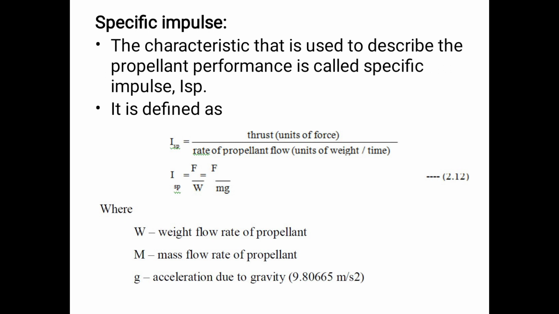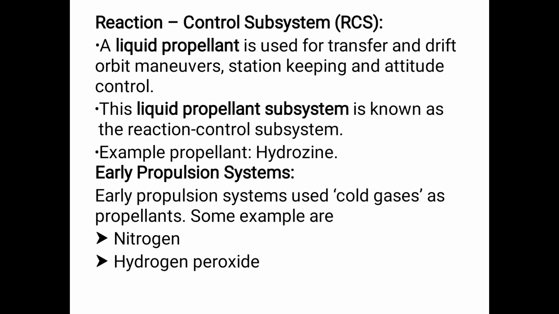Specific impulse. The characteristic that is used to describe the propellant performance is called specific impulse. It is defined as Isp equal to thrust, unit of force, divided by the rate of propellant flow: F by W, that is F by mg, where W is the weight flow of the propellant, m is the mass flow and g is the acceleration due to gravity.